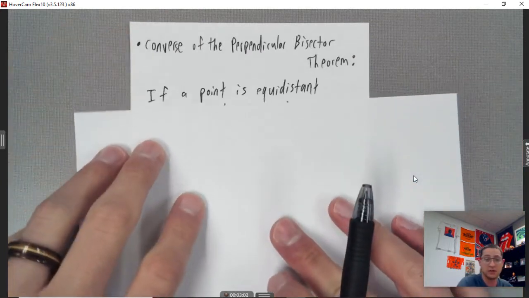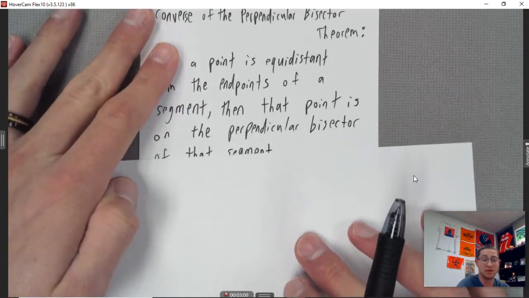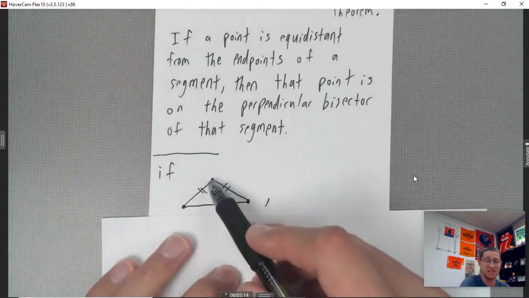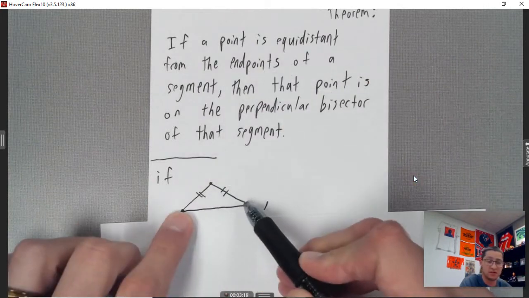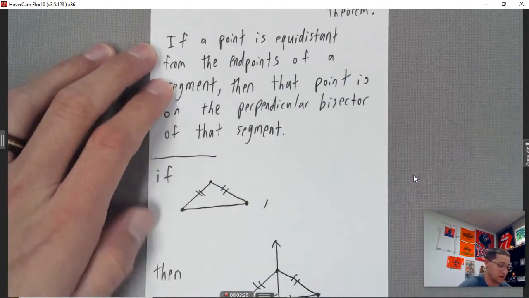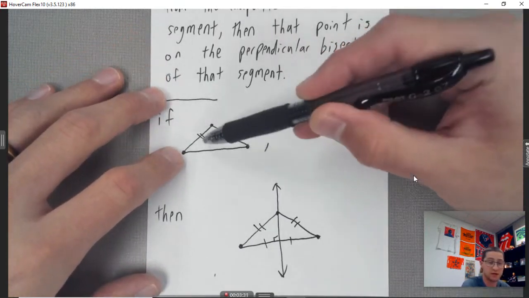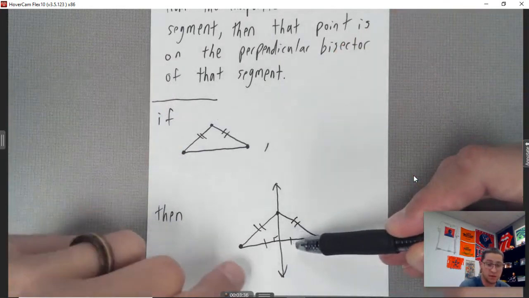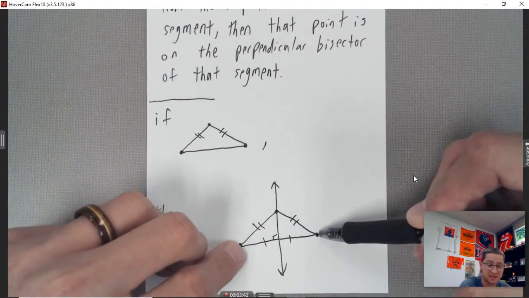Okay, so here it is. If a point is equidistant from the endpoints of a segment, then that point is on the perpendicular bisector of that segment. Okay, so again with the pictures. If I have a point that is equidistant from the endpoints, then that point is on the perpendicular bisector of that segment. So if I had a point equidistant here, that's why these two are the same, well, then that point must lie on the perpendicular bisector of that segment here.